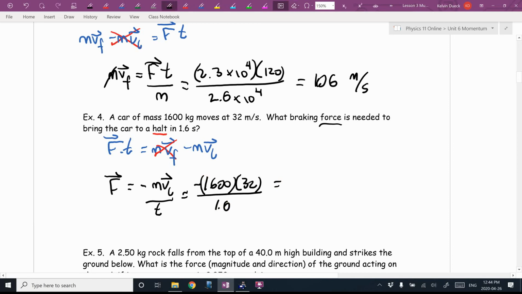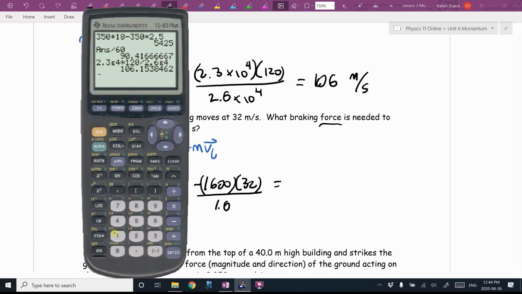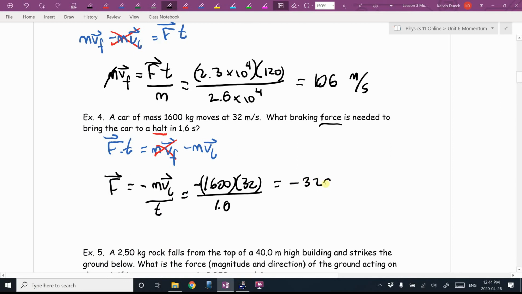I think it's going to be 32,000 negative, but let's double check that. Negative 1600 times 32 divided by 1.6. So what's the negative telling me? Well, in the opposite direction of the initial velocity. And that's kind of a Captain Obvious. To bring a car to a stop, yeah, you do have to push in the opposite direction of your initial velocity to slow a car down and bring it to a stop.